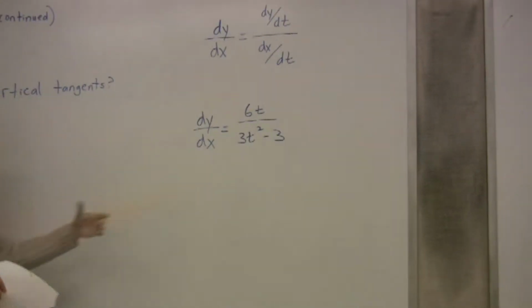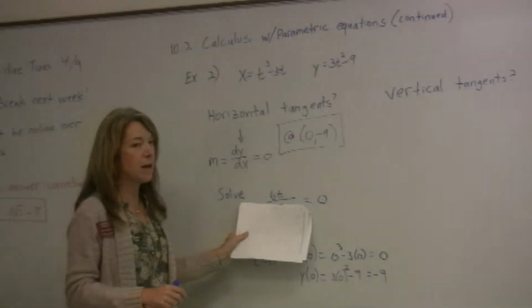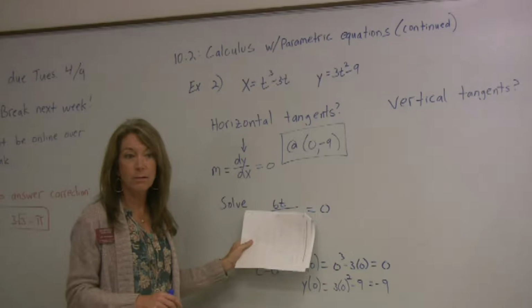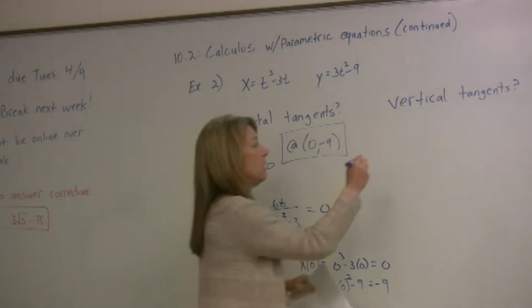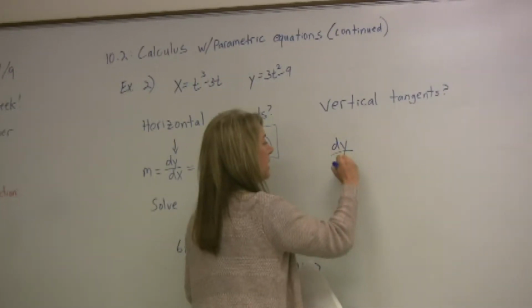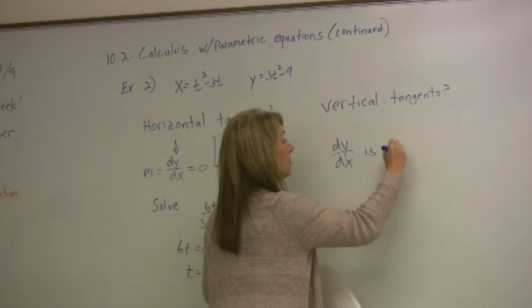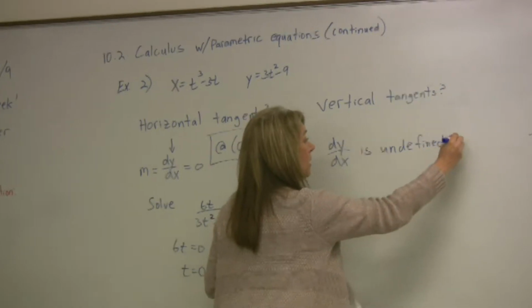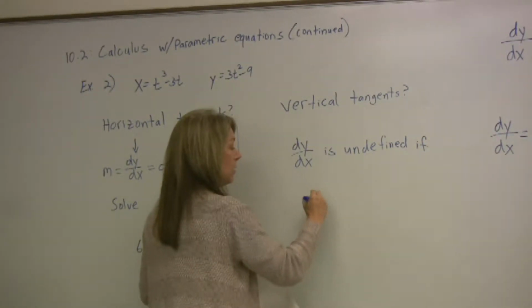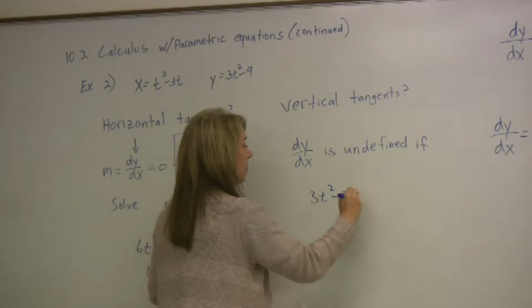So just like before, when we said the only thing we care about for horizontal is the numerator equaling 0, to find vertical, it's when the denominator equals 0. dy/dx is undefined if 3t squared minus 3 equals 0.